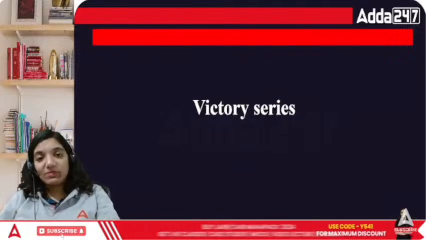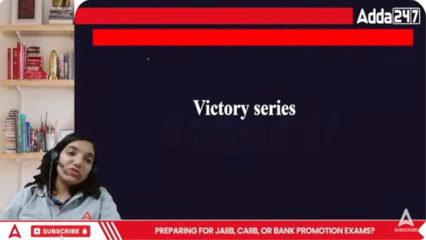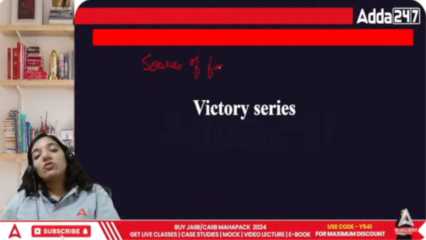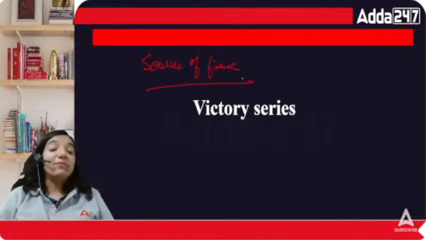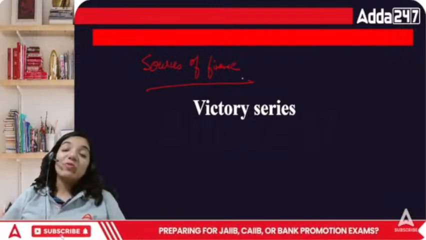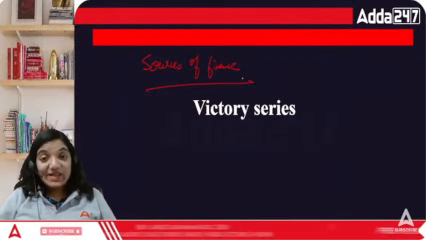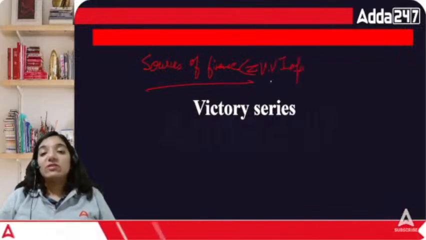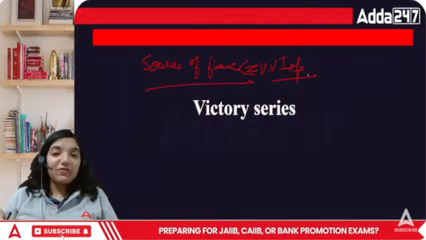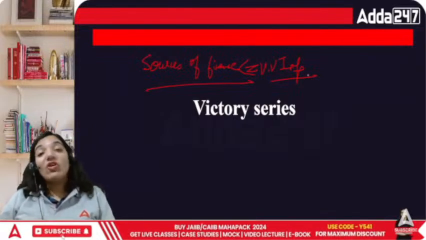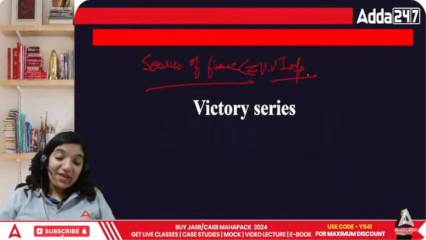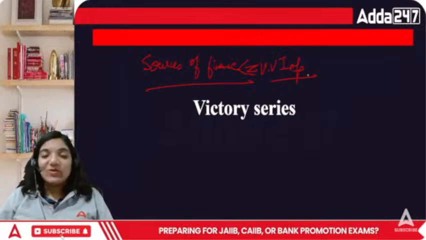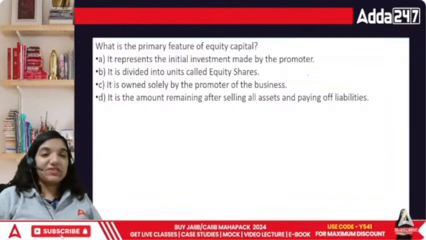The most important chapter of the book, I feel personally, is Sources of Finance. This chapter opens up not only Module B entirely, but also the scope of understanding Module C followed by Module D. So this chapter is very, very important from the examination point of view, as well as to cover the basics of all the chapters that follow. Module A is separate, but Modules B, C and D are connected to each other. That's the Victory Series, everyone.